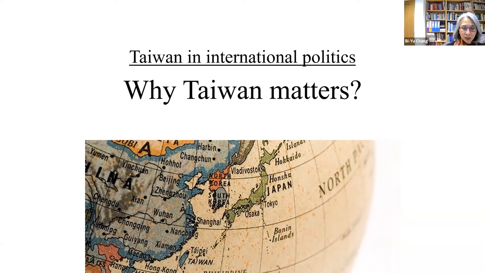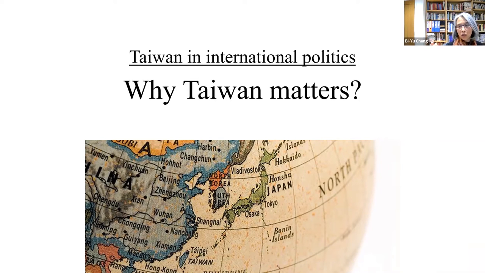First, let's think about this fundamental question. Why Taiwan matters? If we look at this question from an international perspective, Taiwan's development is closely linked with Chinese movement in this region and also the US Asia-Pacific strategy. So Taiwan's international space and its relationship with the world are also tightly intertwined with the relationship with China.